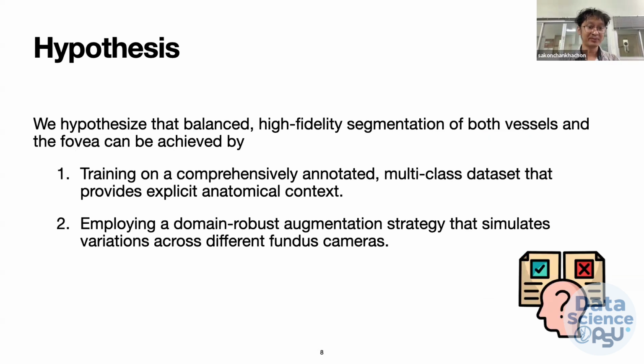We can achieve accurate segmentation of both vessels and the fovea by using a two-pronged approach. First, by training our model on a comprehensively annotated multi-class dataset that provides the necessary anatomical context. And second, by using a robust data augmentation strategy that can simulate the variation seen across different fundus cameras.